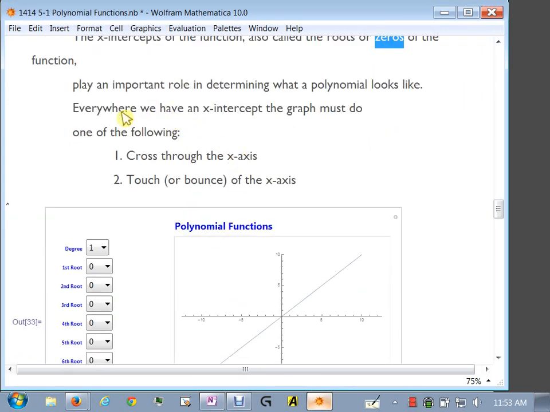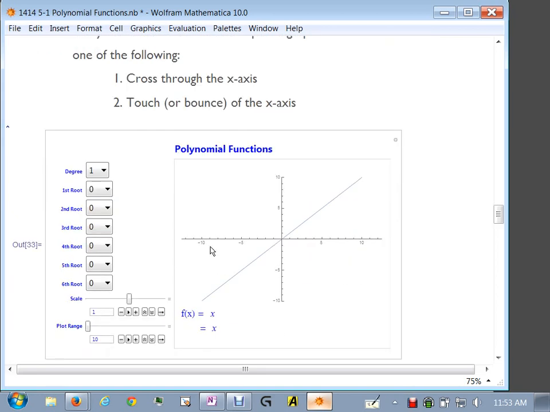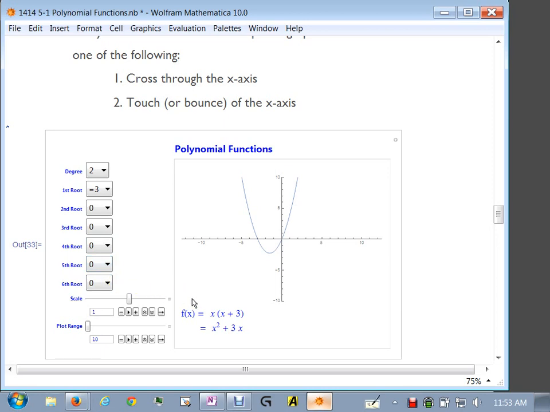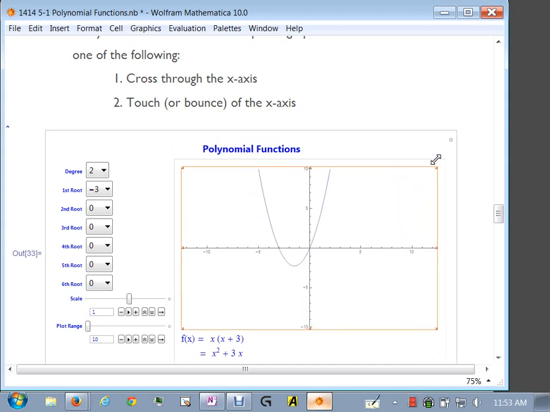All right, everywhere when you're talking about polynomials, everywhere we have an x-intercept, the graph must do one of two things. It's either going to cross through the x-axis, or it's going to touch or just bounce off the x-axis. So take a look at this function right here. There's a parabola, right? Here it is right here, x squared plus 3x. Where does it cross the x-axis? Or what are the x-intercepts of this?